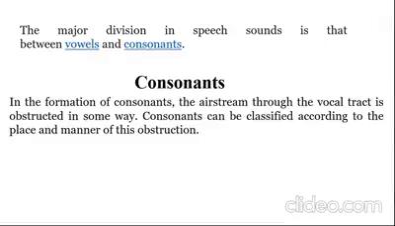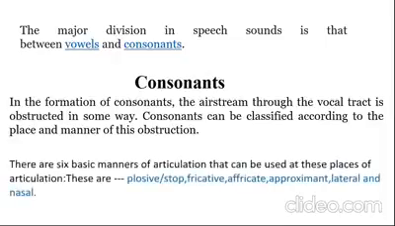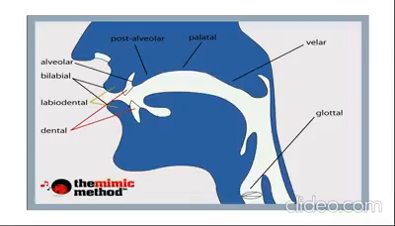So consonants are the sounds that get obstacles or stoppage inside the oral or nasal cavity. These sounds are called consonants, and they are divided by place and manner of articulation. There are 6 basic manners of articulation that can be used at these places of articulation. These are plosive or stop, fricative, affricate, approximant, lateral, and nasal.